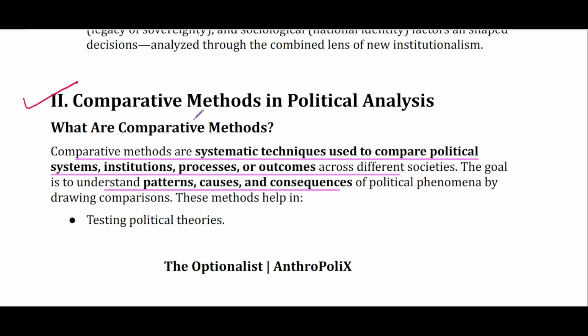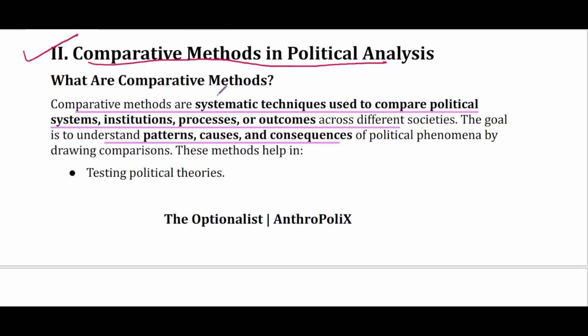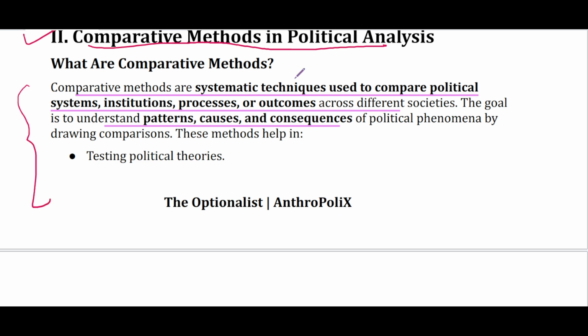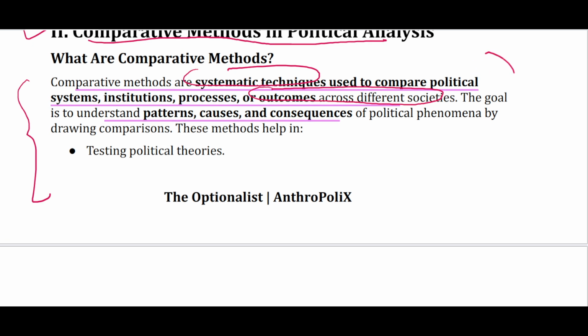Now let's move on to the second part of this topic, the comparative methods in political analysis. Comparative methods are the techniques to arrive at a conclusion, to arrive at the outcome across different societies. The goal of the comparative method is to understand patterns, causes and consequences of political phenomena. It's quite simple. In other terms, the comparative approach studies input and output.